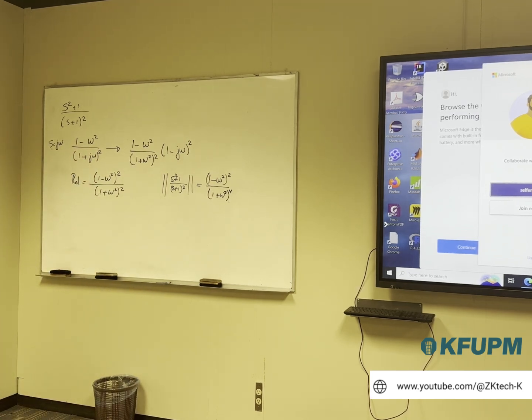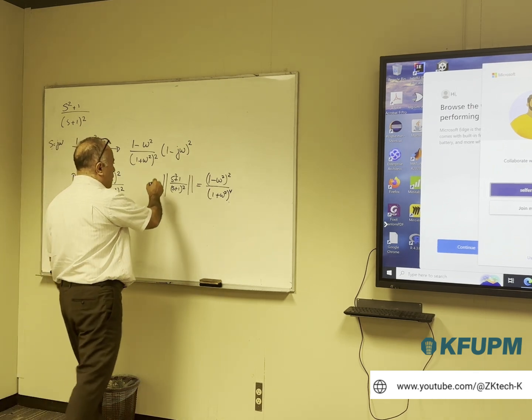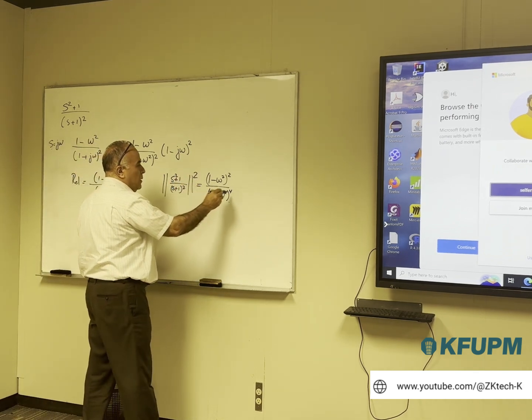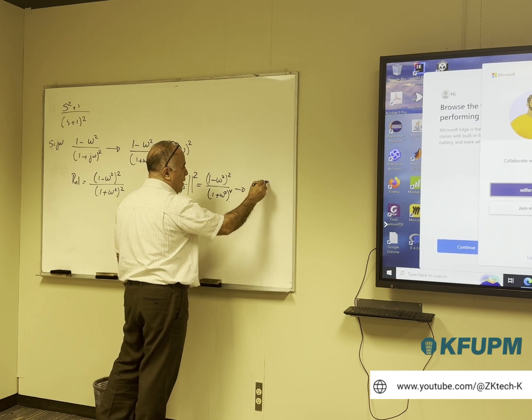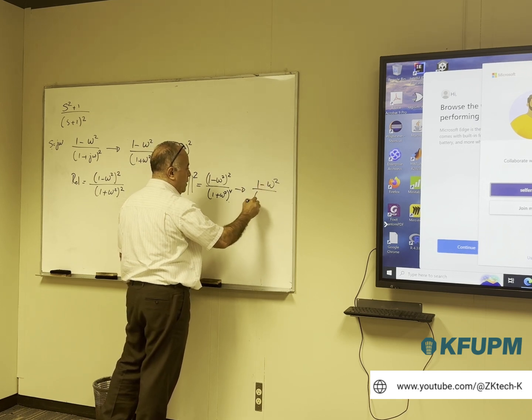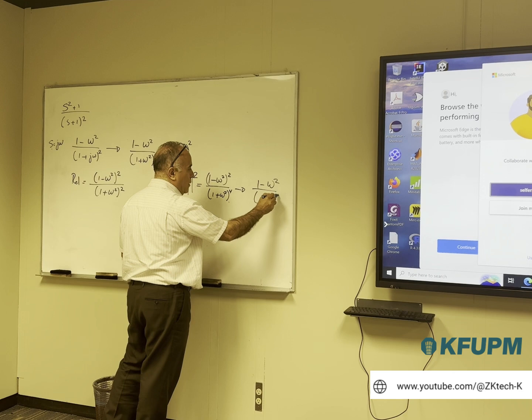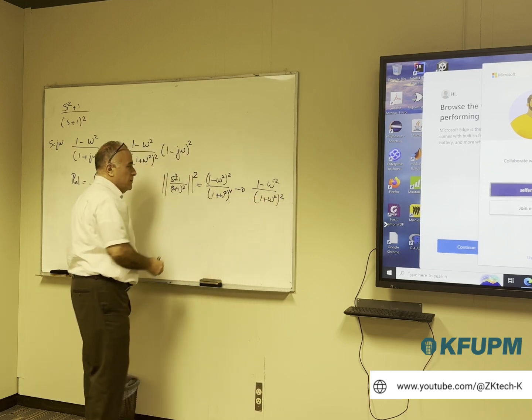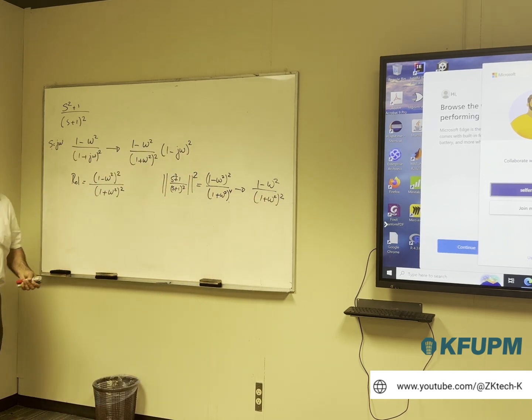This is the amplitude square. If we take the square root of this, it will give you 1 minus omega squared divided by 1 plus omega squared, the whole thing squared, which is the amplitude. So this is okay. You are okay with this?